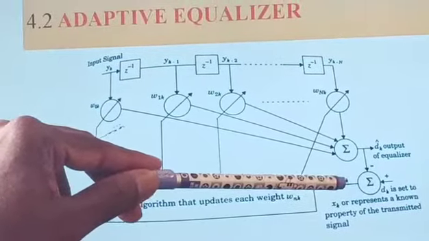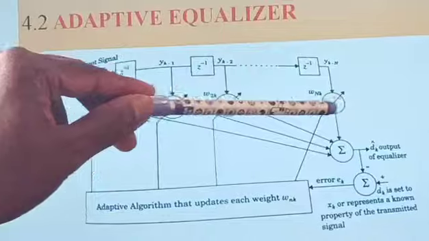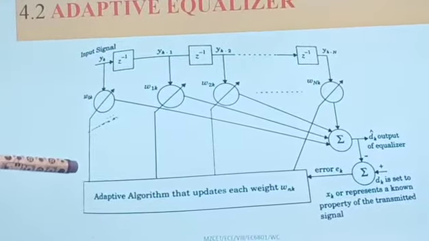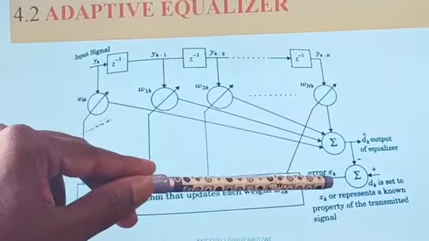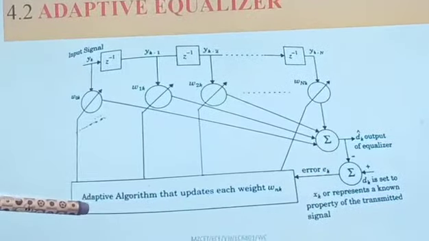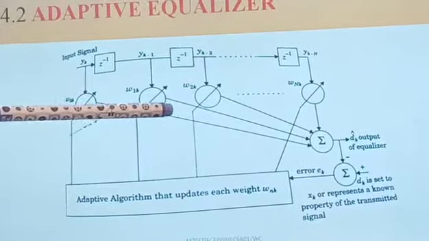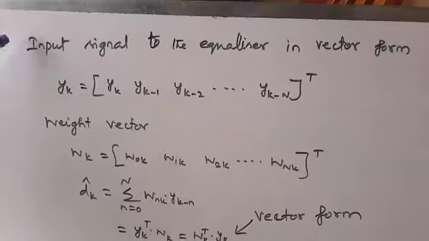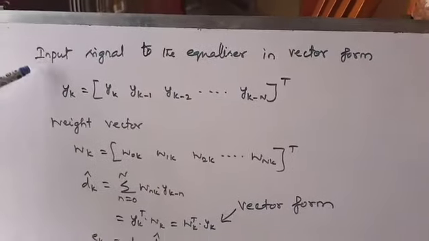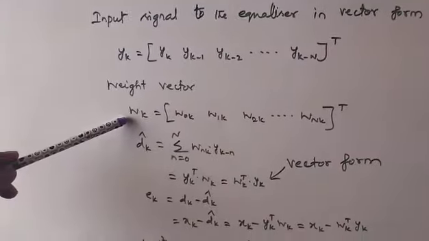This error signal ek will be used to adjust the values of these weights or filter coefficients by means of this adaptive algorithm. Whenever there is an error signal ek, the adaptive algorithm will adjust the values of the filter coefficients. From the block diagram of the adaptive equalizer, the input signal to the equalizer in vector form is Yk, and the filter coefficients in vector form is Wk.